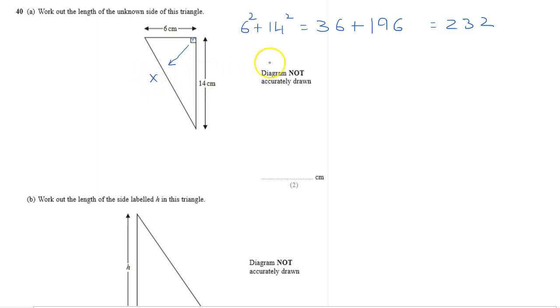So if this side is x, we can write x is equal to root 232. You can write this as the answer, or you can find the root of 232. That is 15.23 centimeters. The only thing to remember is this is the bigger side. If this side is given, this sign will be minus. If this side is not given, this sign will be plus.